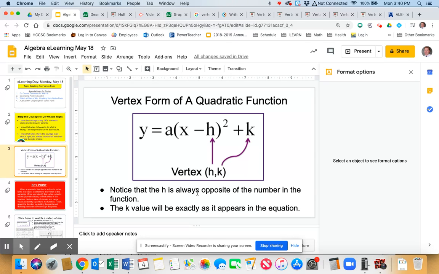So notice that h is always opposite of the number in the function, and that k will be exactly as it appears in the equation. This will make more sense here in a little bit when I give you an example.